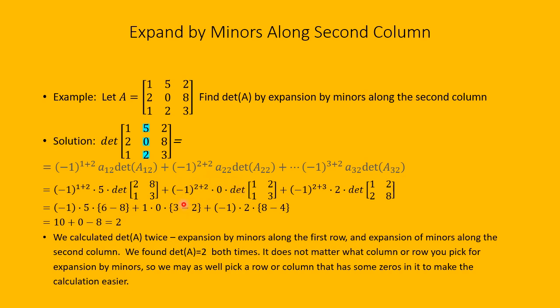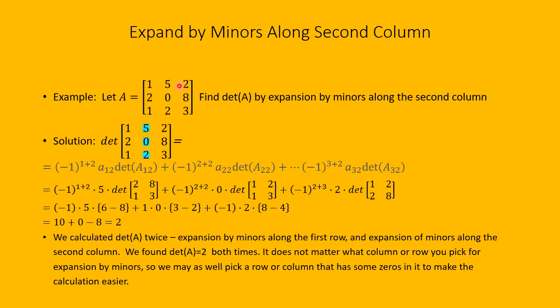We calculated it here, but we really didn't need to because we're multiplying by 0. Plus minus 1 to an odd power, which is minus 1, times 2, which is here, times 8 minus 4, which we got from that submatrix determinant. And so this then equals 10 plus 0 minus 8, which once again is 2.